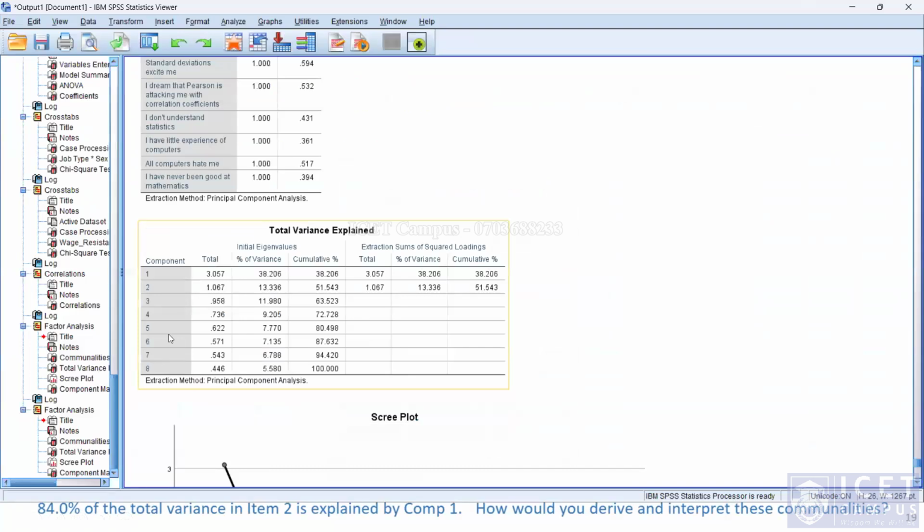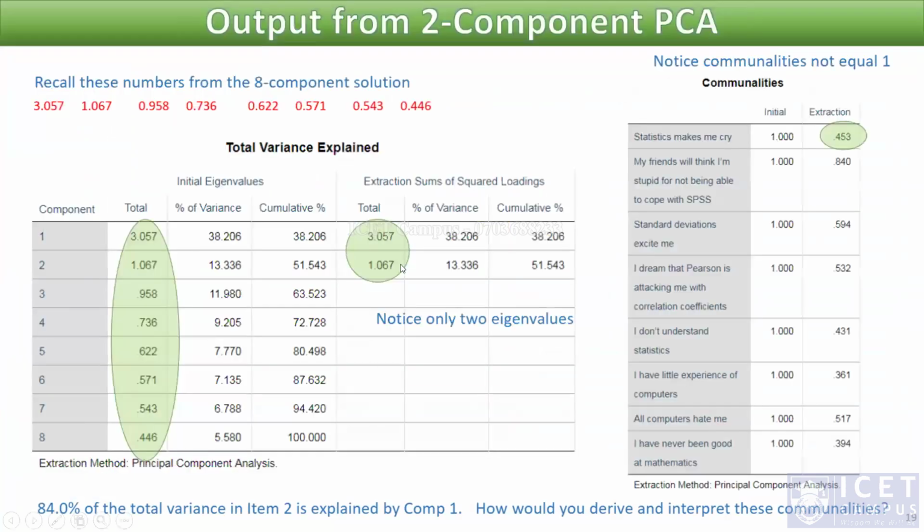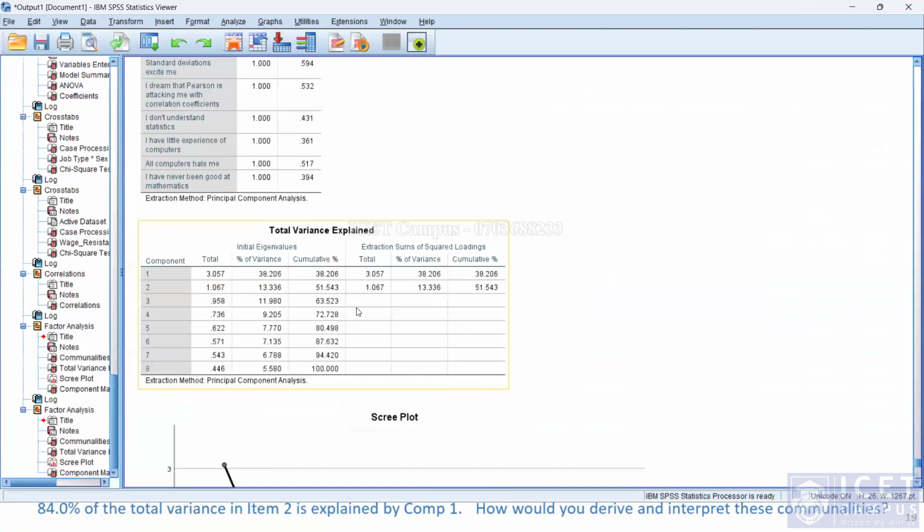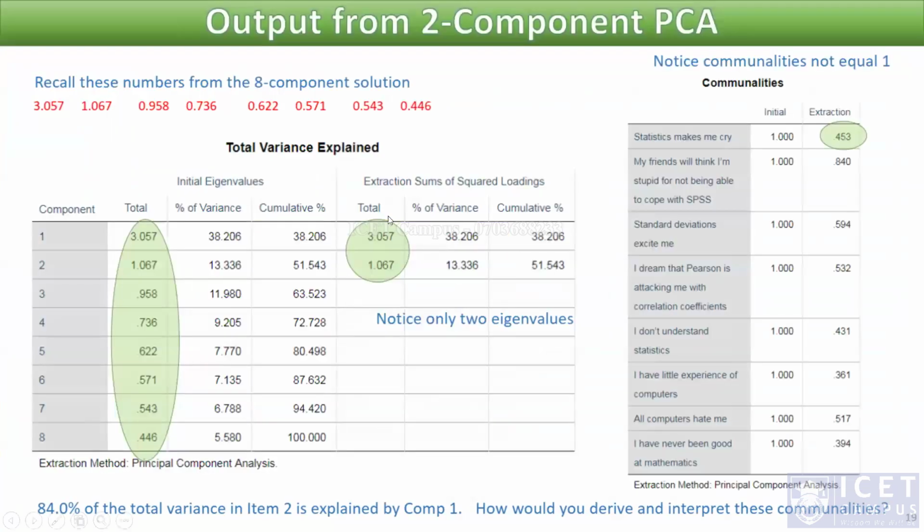Then we can take this 3.057, then 38 point, okay. Then here we have 38 point, then this one. So then the eigenvalues there: 84% of the variance in the items is explained by component 1.